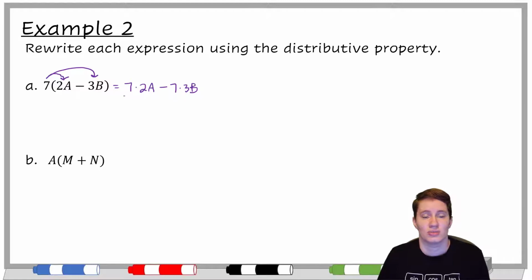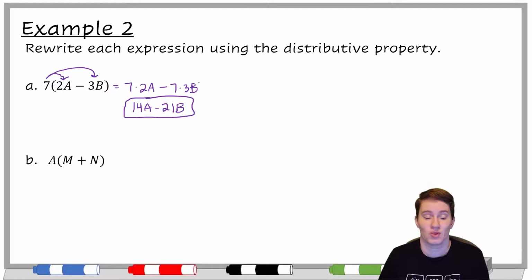So we need to do 7 times 2, which is 14, to get 14a, and 7 times 3, or negative 7 times 3, and get negative or minus 21b. So that's our answer. They're a and b, which are different letters, so we can keep them separate, or we need to keep them separate.